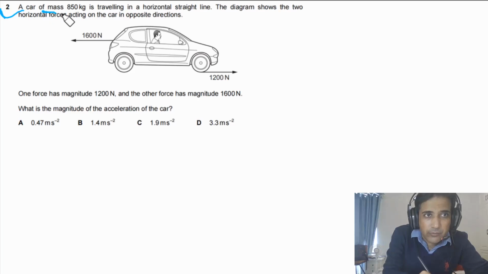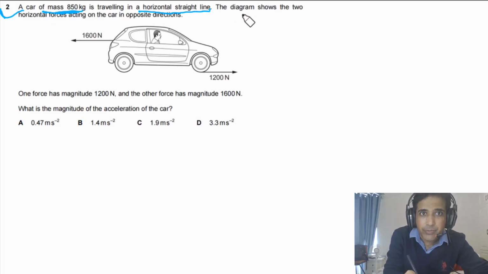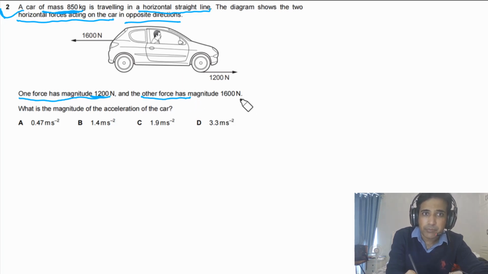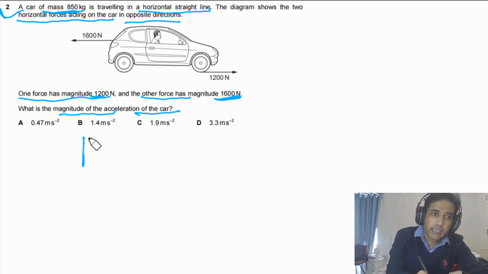Question 2 says a car of mass 850 kg is traveling in a horizontal straight line. The diagram shows the two horizontal forces acting on the car in opposite directions. One force has magnitude 1200 newtons and the other force has magnitude 1600 newtons. What is the magnitude of acceleration of the car? So we need to calculate the acceleration of the car.